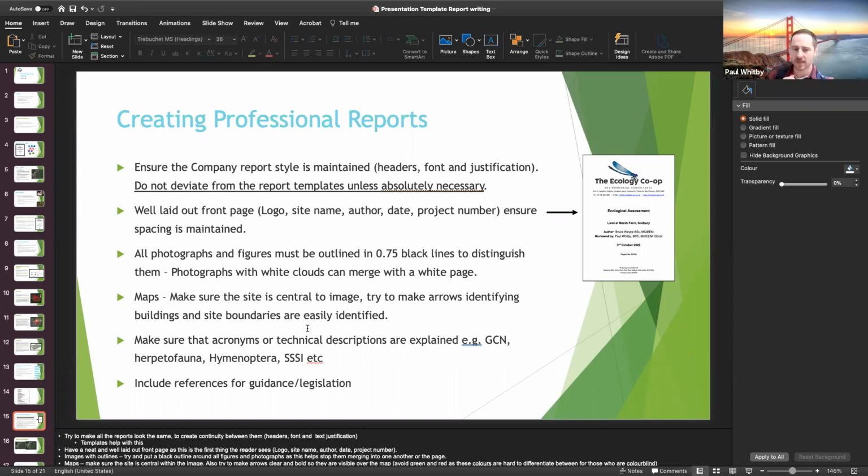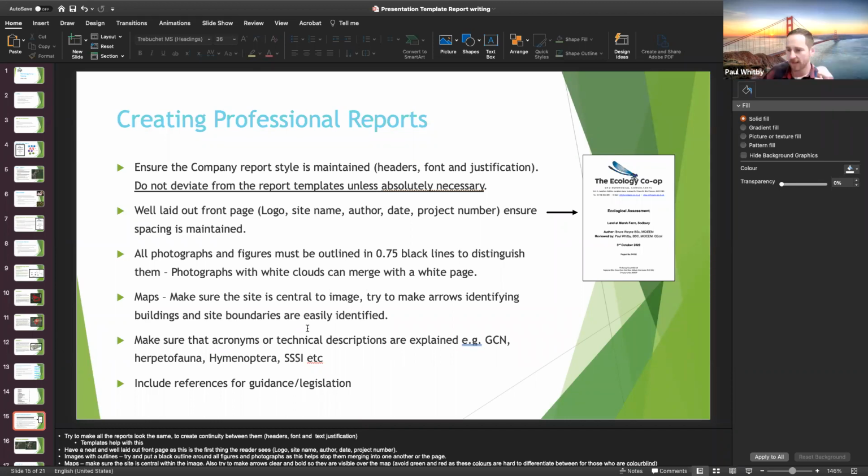And with your maps and indeed your photographs, make sure that the focus of what you're looking at is central to the image. You don't want your site to be down the bottom left side of the picture. I can understand why sometimes people do it. It's because they've moved the image to include, say, a feature of interest like a river or an ancient woodland. But just zoom out if you need to. Just move the map, zoom the map out a little bit to include it, or indeed include two site plans, one that is cropped and one that is more zoomed out to include what you're looking at.